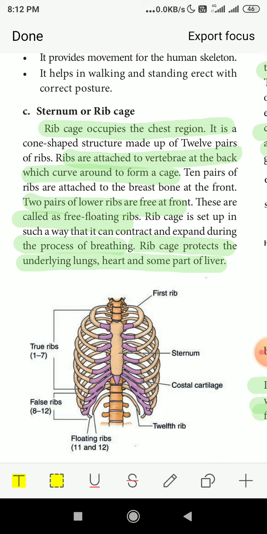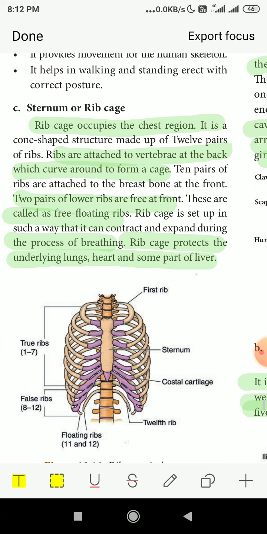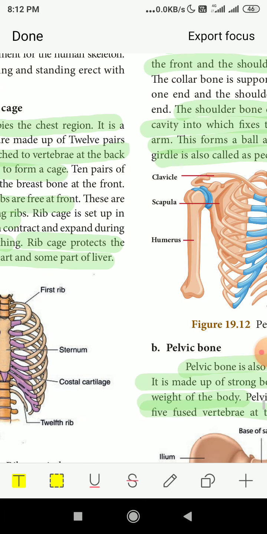Okay, so this is the explanation for ribs. How many pairs of ribs are there? 12 pairs of ribs. Of those, 10 pairs are attached to the breastbone and the 2 are the floating ribs.